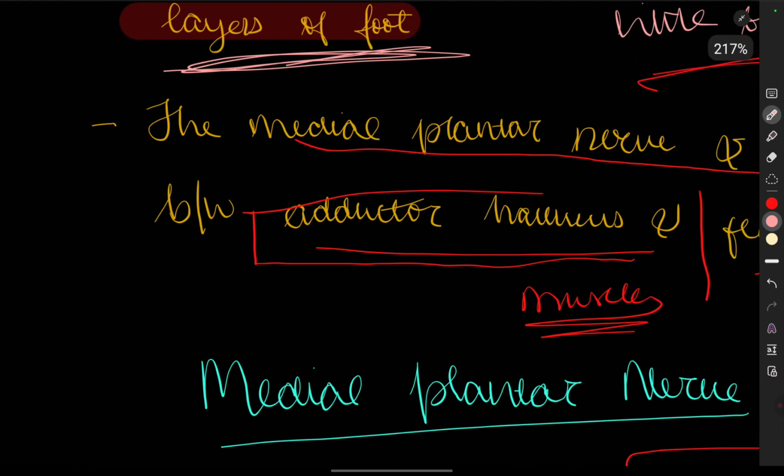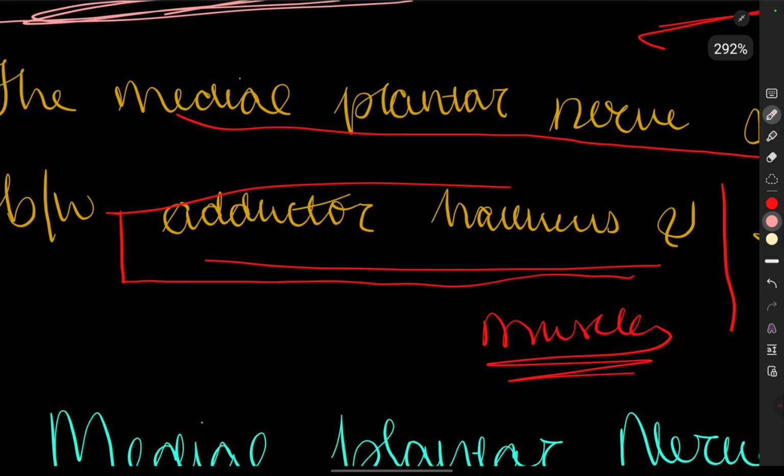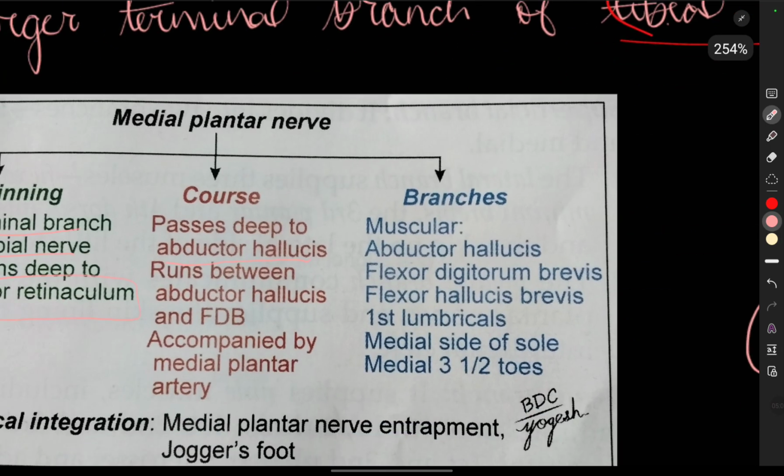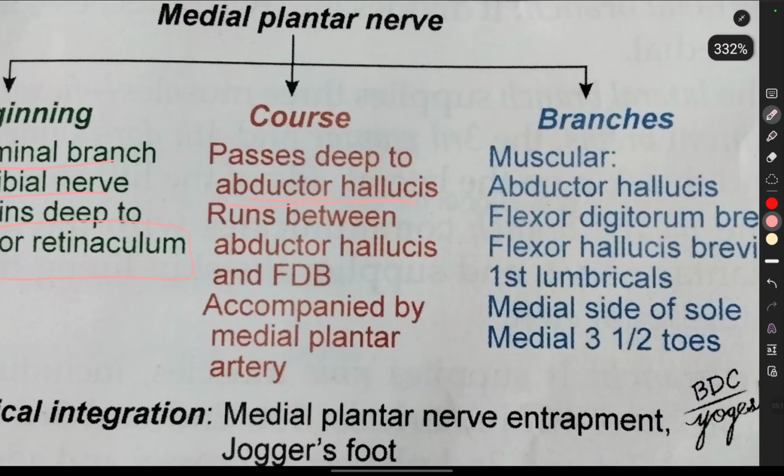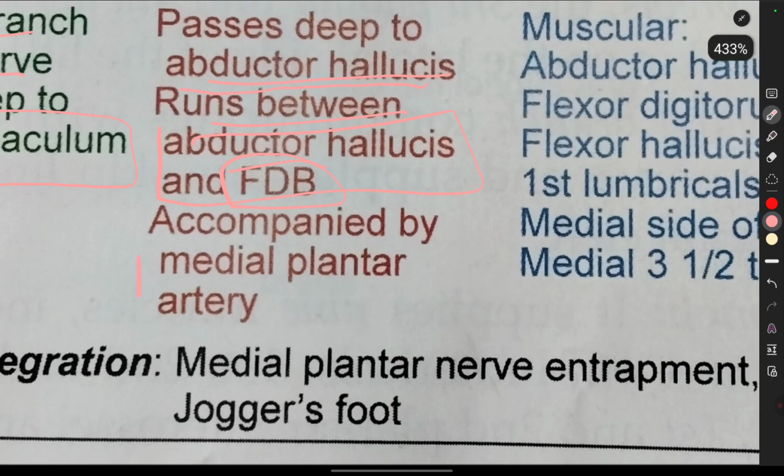And course, it passes deep to the abductor hallucis. I told abductor, but I've written adductor here. So this is not adductor, it is the abductor hallucis. As we have already seen, it passes deep to the abductor hallucis, runs between the abductor hallucis and the flexor digitorum brevis, accompanied by the medial plantar artery. We saw that it is accompanied by vessels as well.